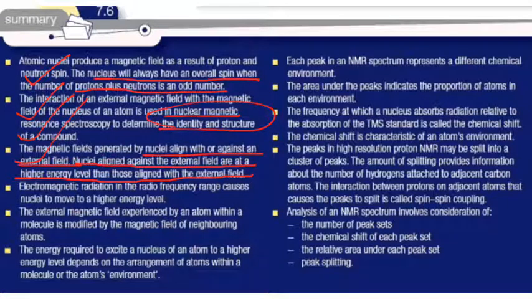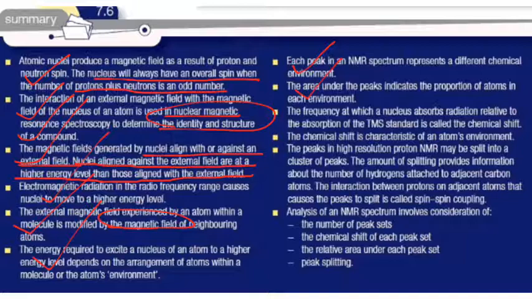Electromagnetic radiation in the radio frequency range causes nuclei to move to a higher energy level, yes it does. The external magnetic field experienced by an atom within a molecule is modified by the magnetic field of neighbouring atoms. Yeah, the electronegativity story, okay? Now, the energy required to excite a nucleus of an atom to a higher energy level depends on the arrangement of the atoms within a molecule, the atom's environment. Yeah, we knew all that. Each peak on an NMR spectrum represents a different chemical environment. Yes, it does. It definitely does.